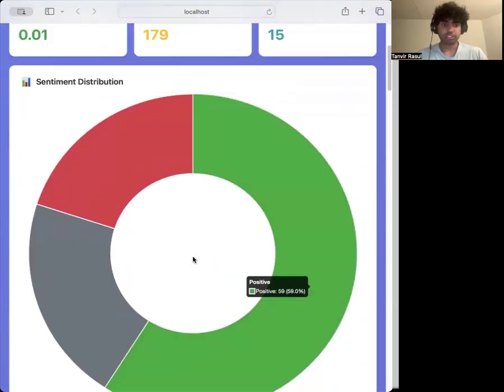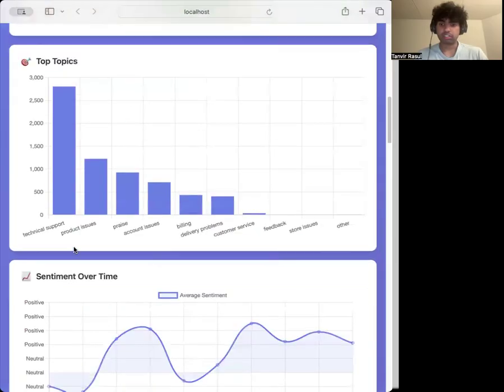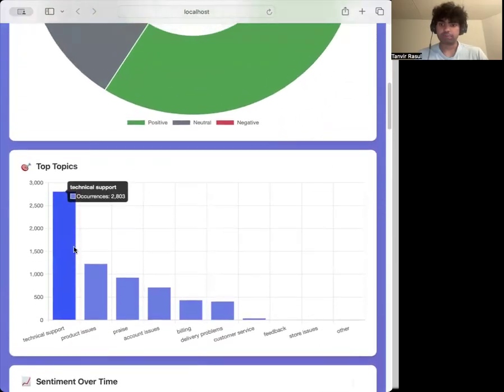So the sentiment distribution chart shows that we have a healthy mix of positive, neutral, and negative feedback. Primarily, we have more positive feedback than negative and neutral feedback. The topic clustering chart shows what the most popular topics mentioned in tweets are, and what customers want to talk about the most. Technical support, product issues, and praise are the top categories in this example.